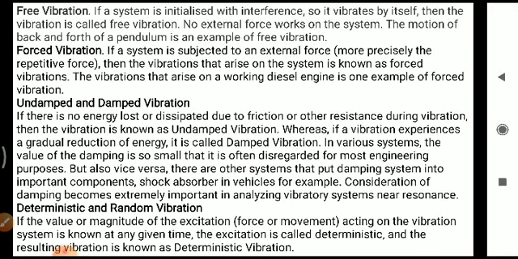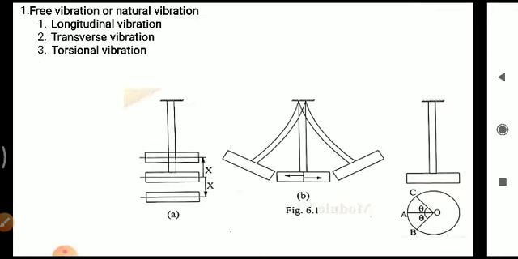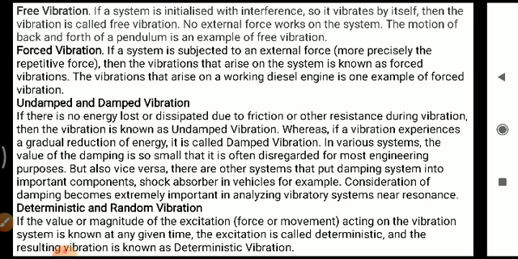Okay. So we have discussed free vibration and forced vibration. Free vibration is also called natural vibration. We have three types of free vibration: longitudinal, transverse, and torsional vibration. Next comes the forced vibration, then the damped and undamped vibration, then the deterministic and random vibration.